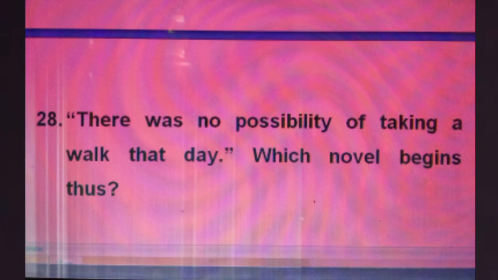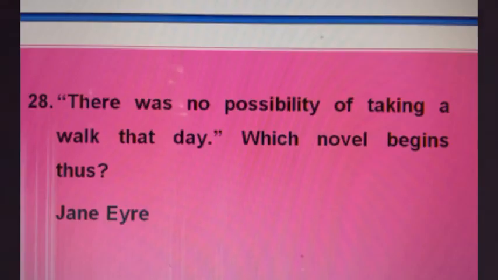Question number 28. There was no possibility of taking a walk that day. Which novel begins thus? Answer: Jane Eyre by Charlotte Bronte. There was no possibility of taking a walk that day. Which novel begins thus? Charlotte Bronte's Jane Eyre.